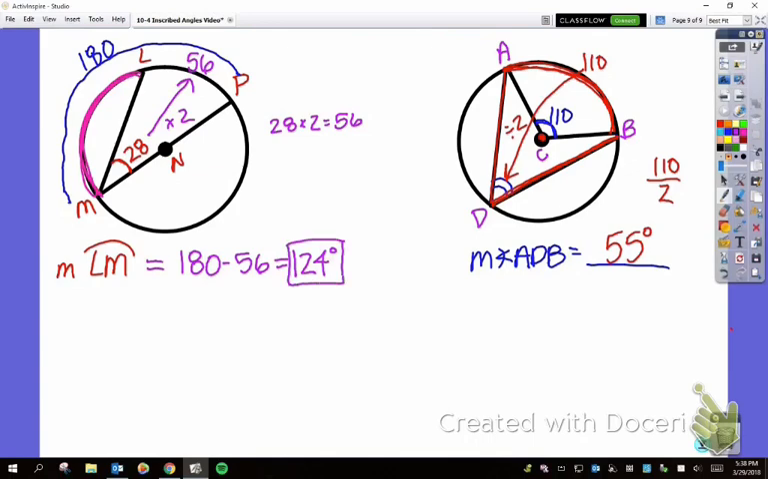Okay, so inscribed angles are super important. Please don't get them mixed up with central angles, because they are two completely different things.